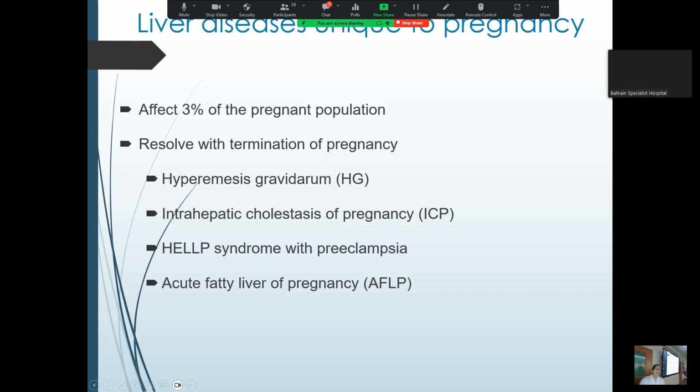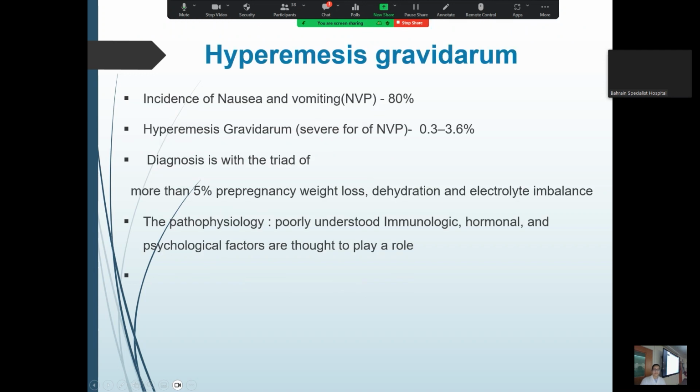They affect 3% of the pregnant population and they resolve with the termination of the pregnancy. They are mainly hyperemesis gravidarum, intrahepatic cholestasis of pregnancy, HELLP syndrome with preeclampsia, and acute fatty liver of pregnancy. So today I will discuss in detail these diseases.